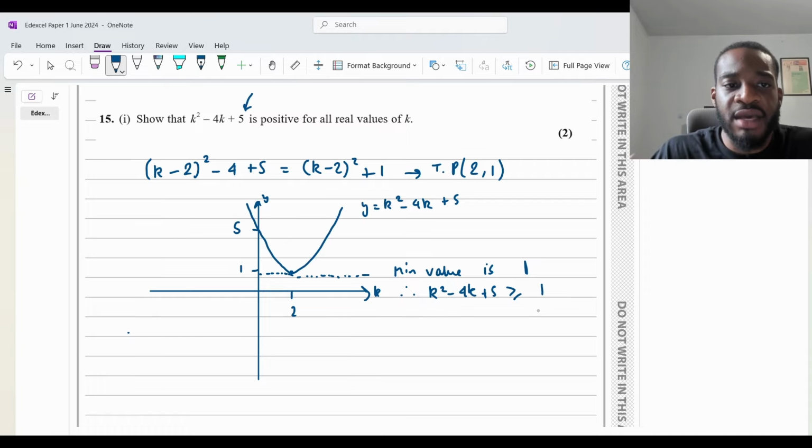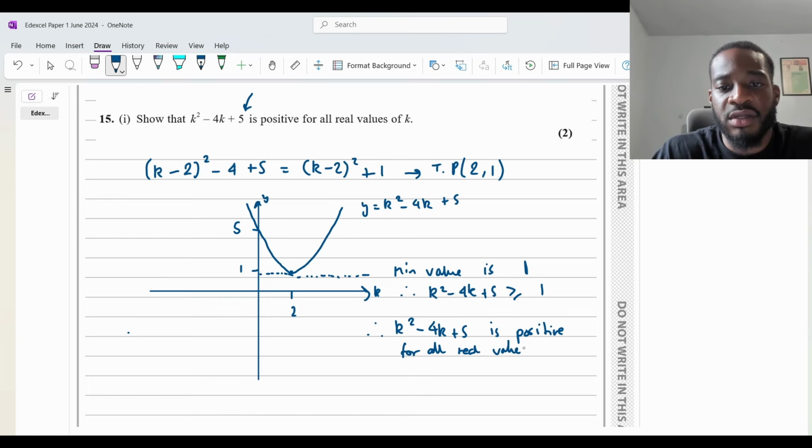Since it doesn't go below 1, it must be positive. So then I can say, therefore, k squared minus 4k plus 5 is positive. So just write what you're trying to show again, just to prove it. Positive for all real values of k. And that's literally it. You can't go wrong with a picture.